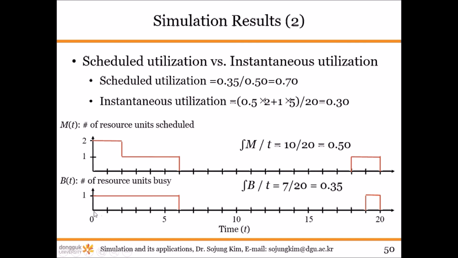Okay, so you need to develop another graph, U(t) graph over here based on these two, and then calculate the instantaneous utilization. So usually when there is a capacity change in the simulation model, these two utilizations are different. Okay.